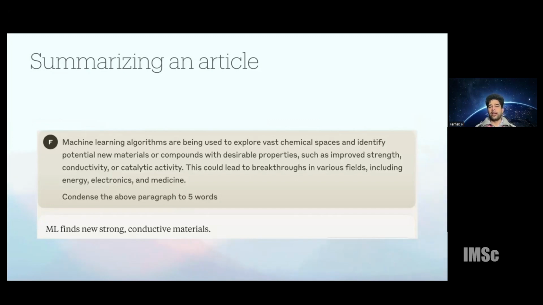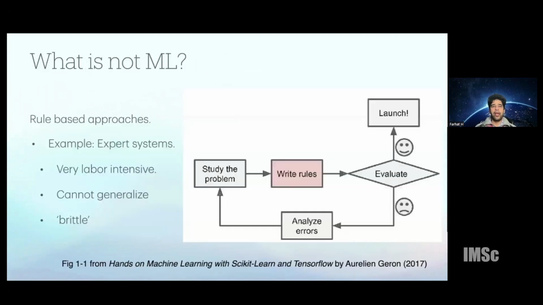It could be used to summarize an article. So for example, I gave Claude, the large language model from Anthropic, a small sentence. For example, machine learning algorithms are being used to explore vast chemical spaces and so on. And I asked it to condense the above paragraphs to 5 words. And it was able to do a fairly good job of it, even though it used 6 words, or 7 if you expand ML out. So it's good, but it's not perfect. But it did an amazingly decent job here.